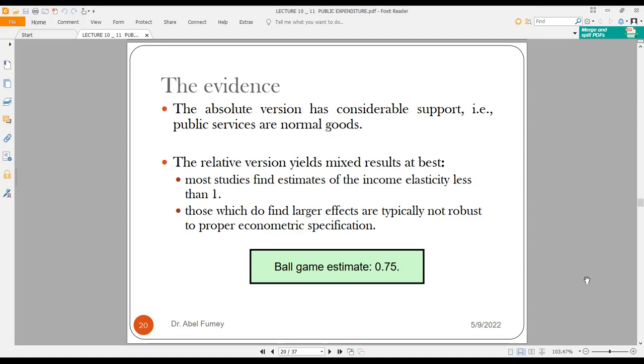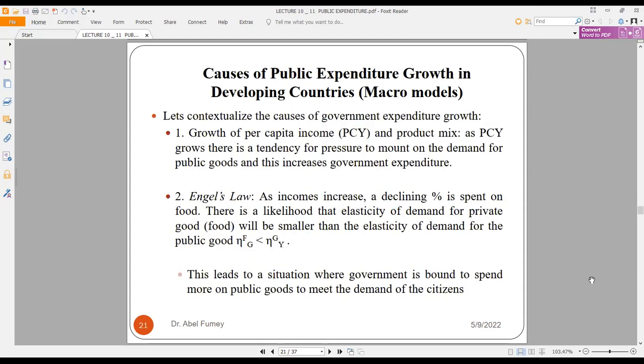And even those that normally get higher ones, the ones that are almost like 1, normally suffer from model misspecification. They don't specify the econometric models well. When it happens like that, the answers that they get will not be robust. To those who are doing econometrics, I'm sure you will understand these ones. Okay. All right.